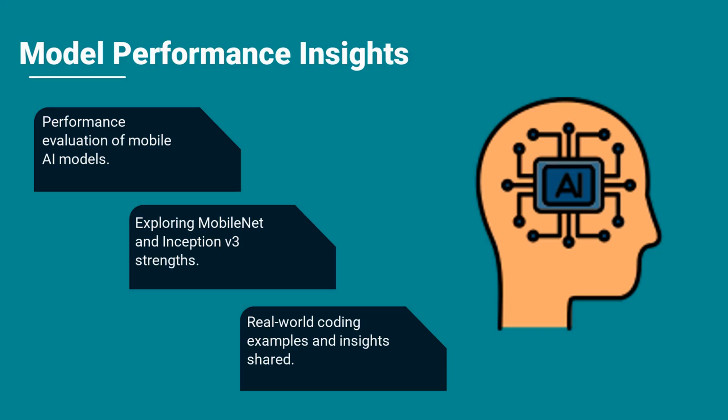In the ever-evolving landscape of mobile AI applications, developers often face a crucial decision: which model to use for their needs. Specifically, when should we opt for Inception v3 or Mobilenet retrained models on mobile devices? In this discussion, we're going to explore the performance comparison between these two models, dive into their strengths and weaknesses, and provide some real-world coding examples. This will help you make informed decisions regarding your mobile AI projects.